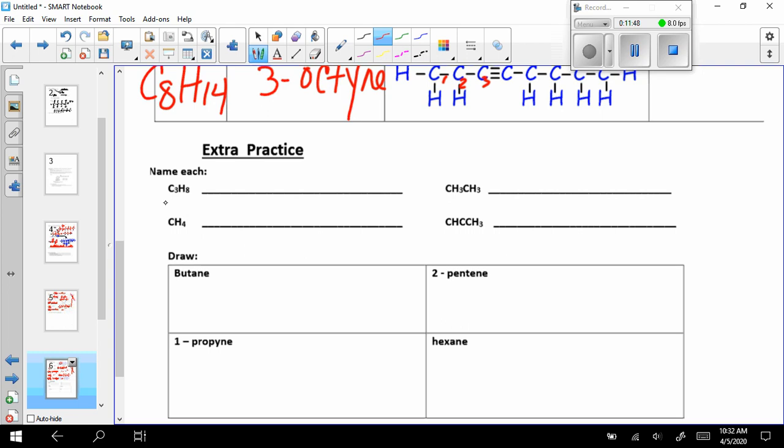All right, extra practice. C3H8. So I have 3. If I doubled it, I'd have 6 plus 2. So I know that this is going to be an ane. And 3 is prop. So this is propane.